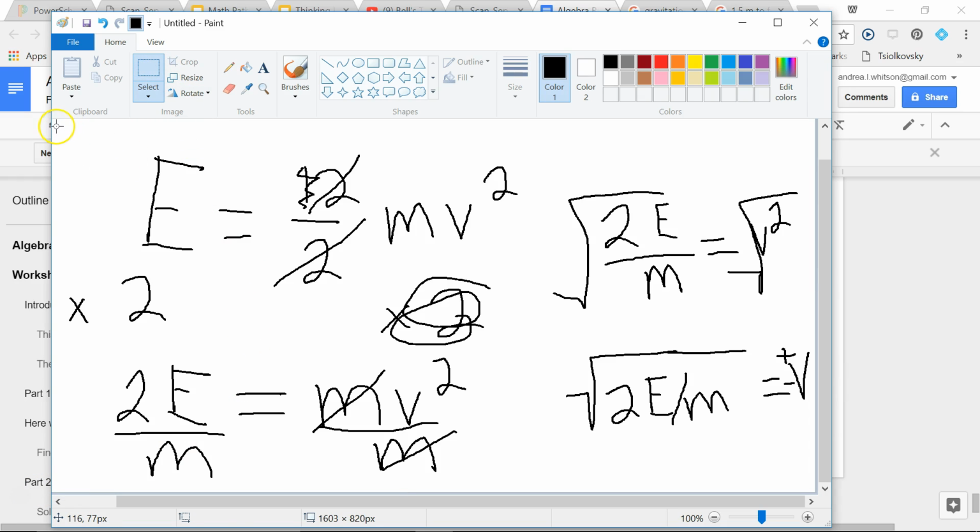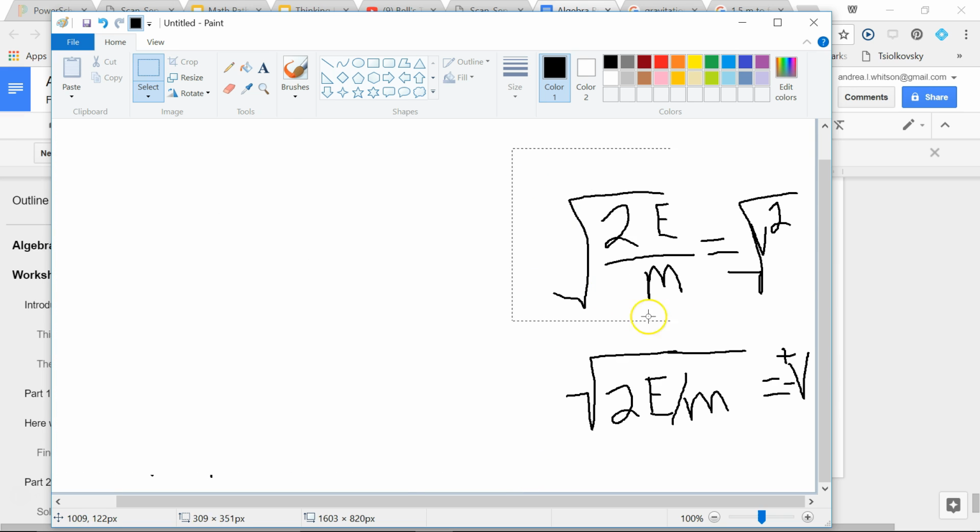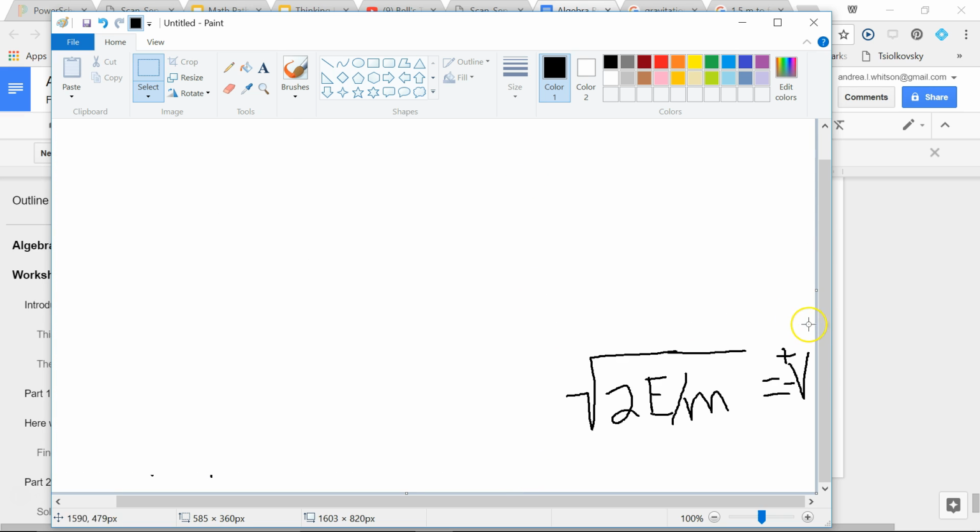Okay, so this is where we ended up from last time. We took the square root of both sides, and we ended up with 2e over m under the square root, and plus or minus v over here. So we come up with this problem. In order to get a negative, I have a whole bunch of problems, right?